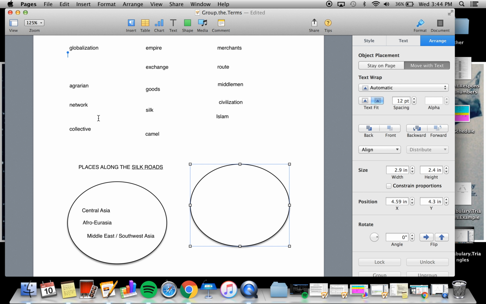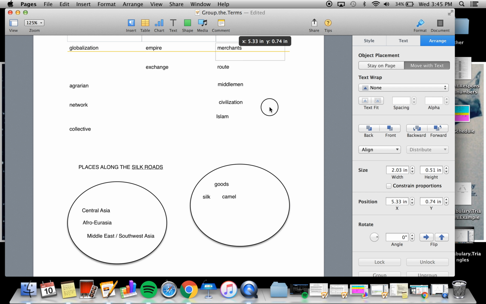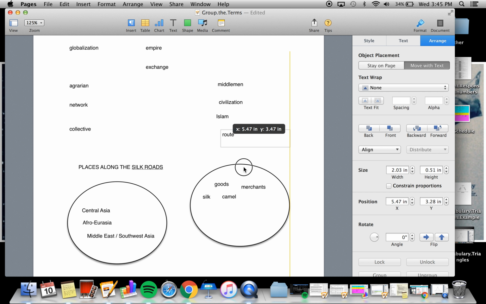When I'm looking at my words, I'm also noticing there's a lot here that relate to things you need to trade. So goods, for example, you need goods to be able to trade, like a product. Silk is a product or a good that's traded. A camel you need to move the goods. Merchants you need to buy and sell the goods. A route you need to take to be able to buy and sell the goods, like a path. And then middlemen you also need because they help the merchants buy and sell.